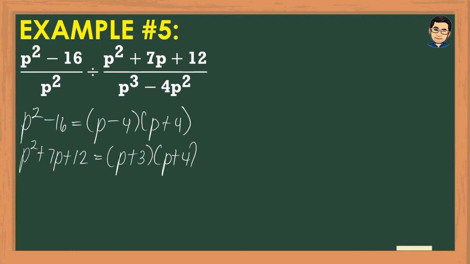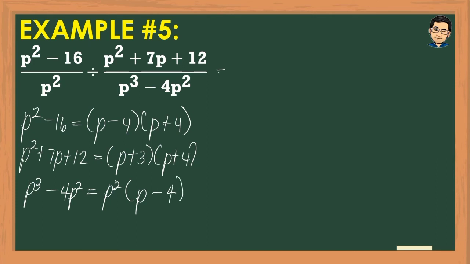Next, what about p cubed minus 4p squared? So, using common monomial factor. So, the greatest common monomial factor is p squared. P cubed divided by p squared, that is p. So, quotient rule kasi, 3 minus 2, 1 na lang po yun. So, p na lang, understood, 1 ang exponent. Next, negative 4p squared divided by p squared. So, p squared over p squared cancel. So, matitira na lang po, negative 4.